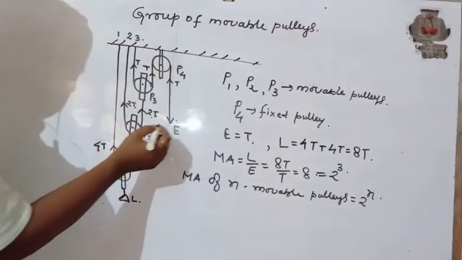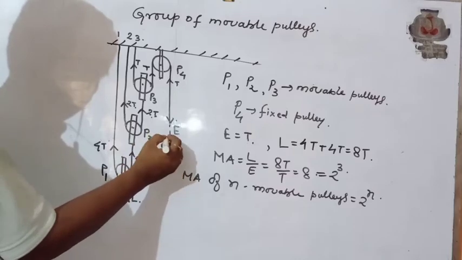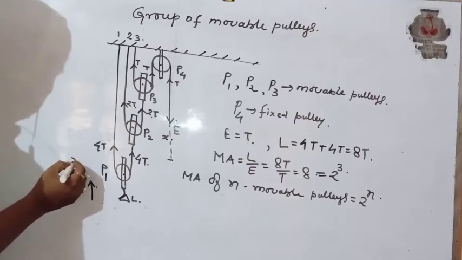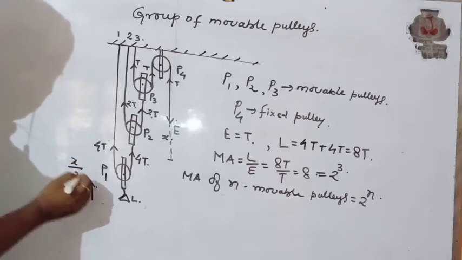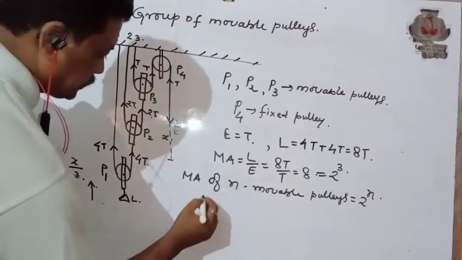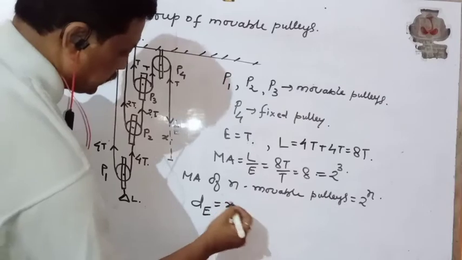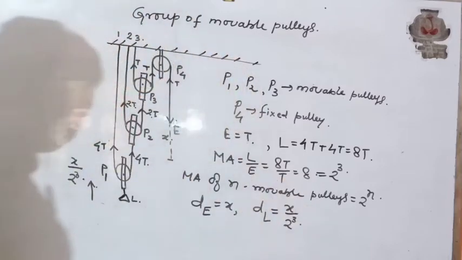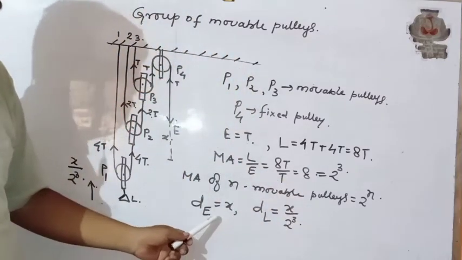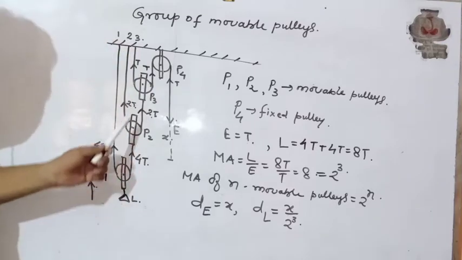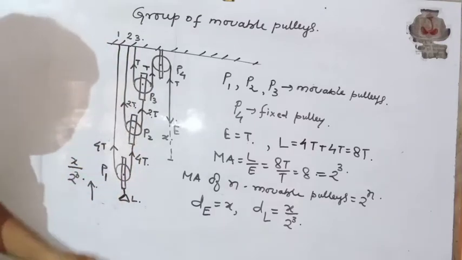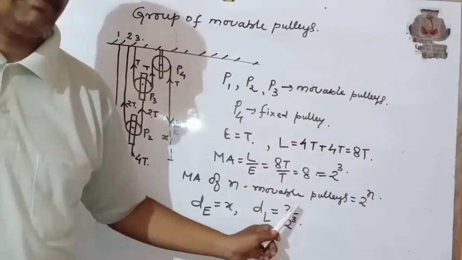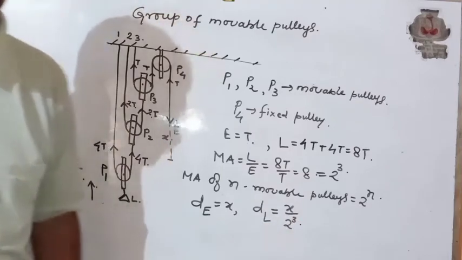Now let us see velocity ratio. If the effort point travels a distance x, then in this arrangement, the load will rise through a distance x divided by 2 to the power 3. So the distance travelled by effort, if it is x here, then the distance travelled by load is x divided by 2 to the power 3. So the general term is, instead of 3 movable pulleys, if you are using n movable pulleys, then if the effort point travels a distance x, then the load point travels a distance equal to x divided by 2 to the power n.